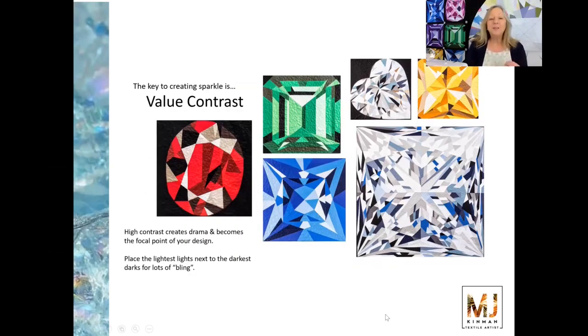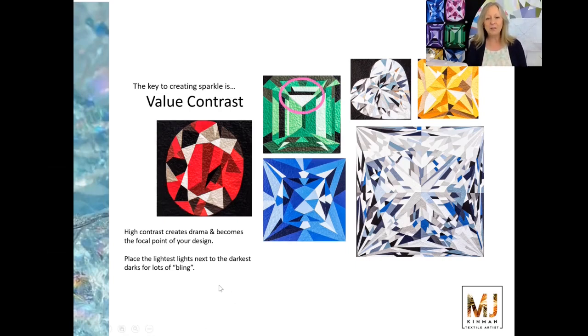So the key to creating sparkle in your gemstones is value contrast. Everybody thinks it's the color, and we just talked about color and how you can use any color in the rainbow, but the key to creating bling in your gemstone and sparkle is contrast, is value contrast. High contrast creates drama and becomes the focal point of your design. You can see here where I have put the lightest lights and the darkest darks next to one another. And when you do that, that actually sets them off. That becomes your focal point. That's what creates bling in your gemstones.